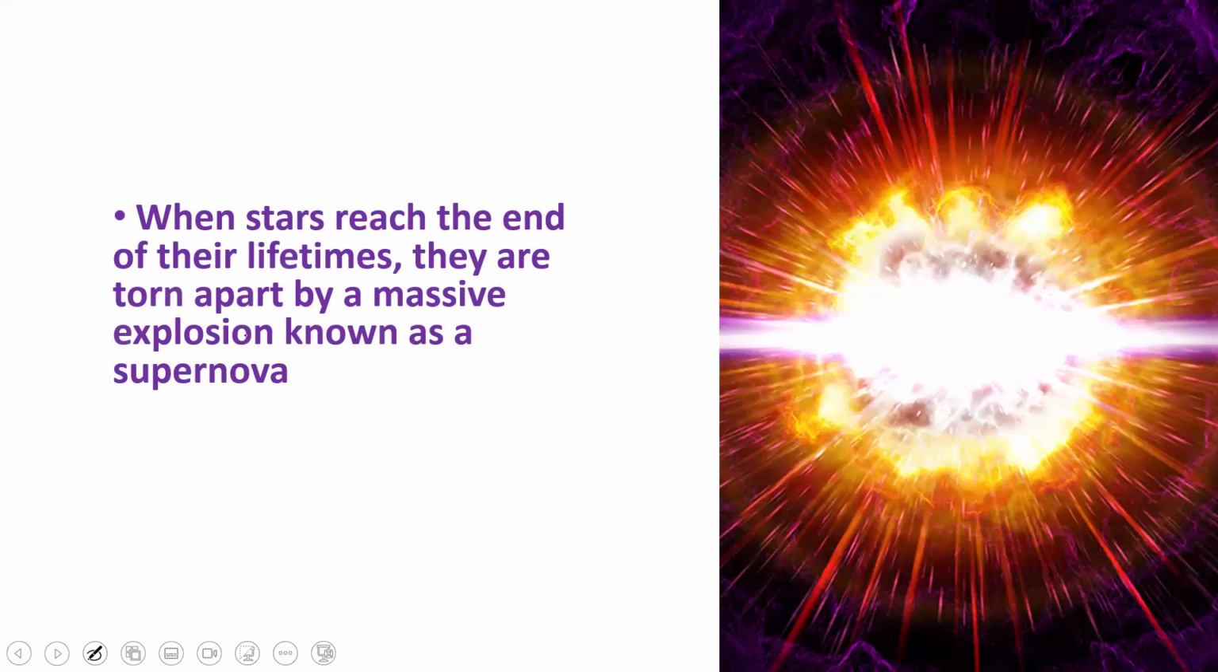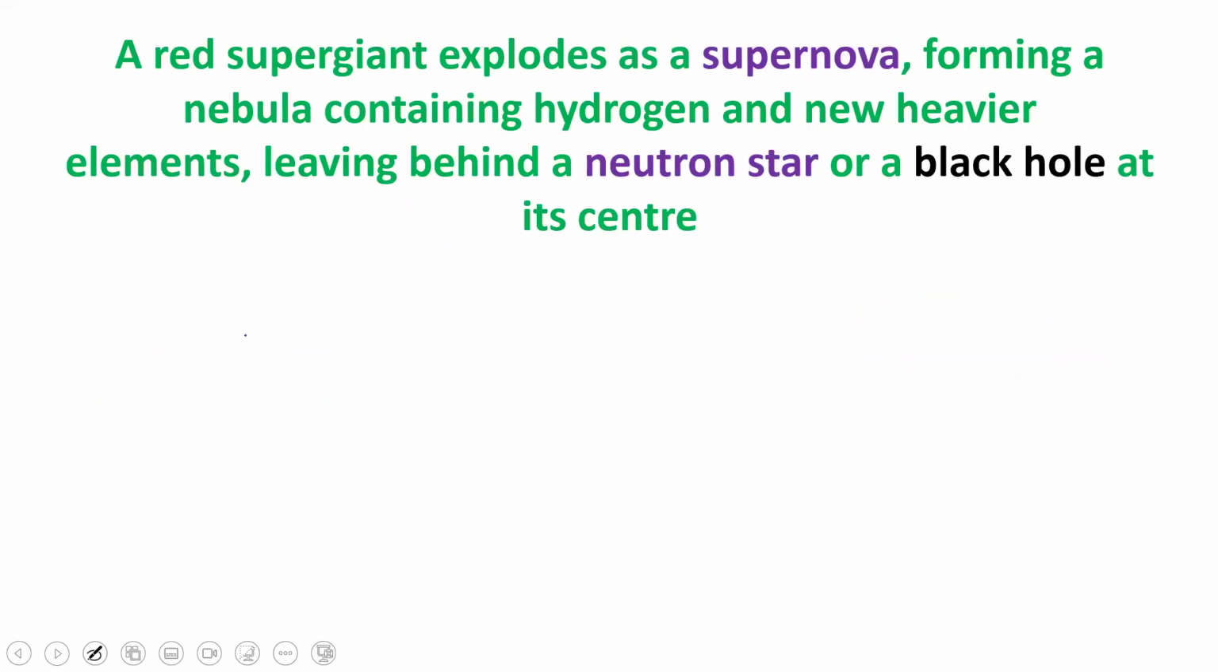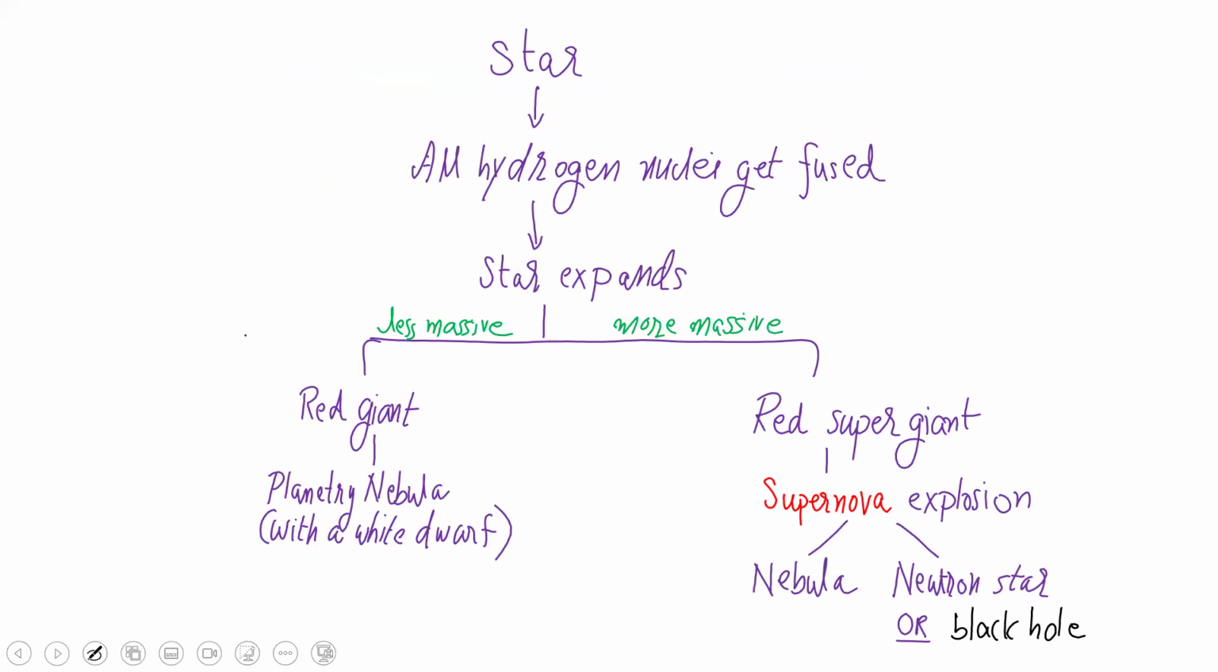Then, when a star reaches the end of its lifetime, it is torn apart by a massive explosion, which is called a supernova. And the red supergiant explodes as a supernova. So it converts either into a neutron star, another very big player in space, or a very famous name, black hole. A lot of movies have been made on black holes.